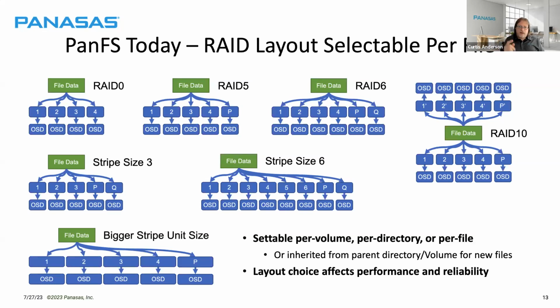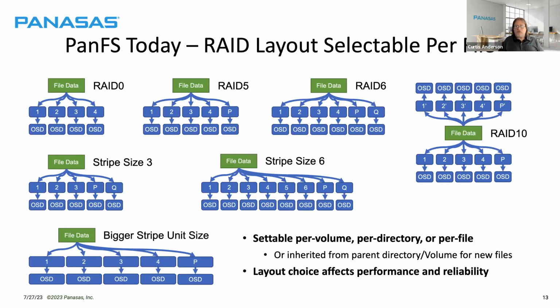Okay, so it's settable per volume, per directory, or per file, the default. So when you create a new file, it's inherited from one of those. What I'm trying to show here is that with good architecture, you can include both customer choice and different performance reliability trade-offs at the file level, even though your overall architecture is distributed, shared nothing, scale out.